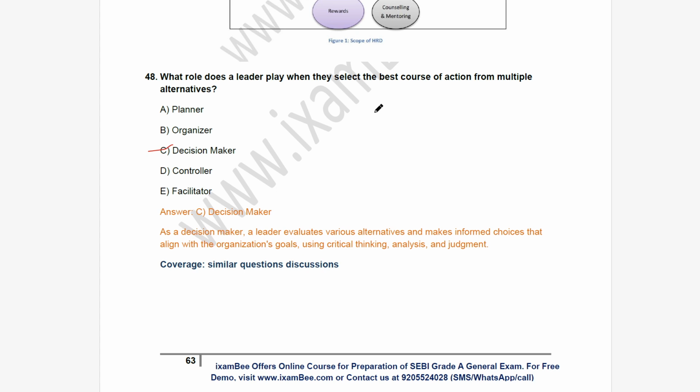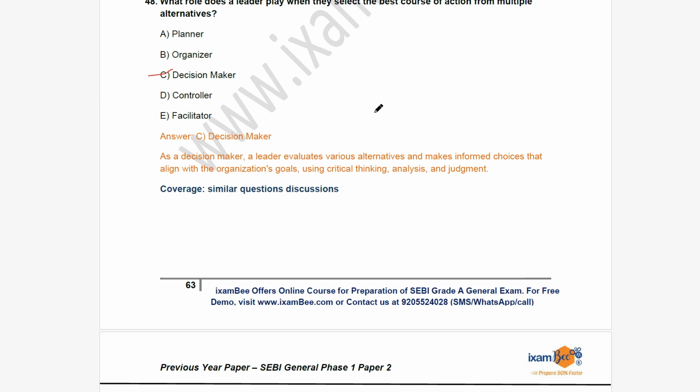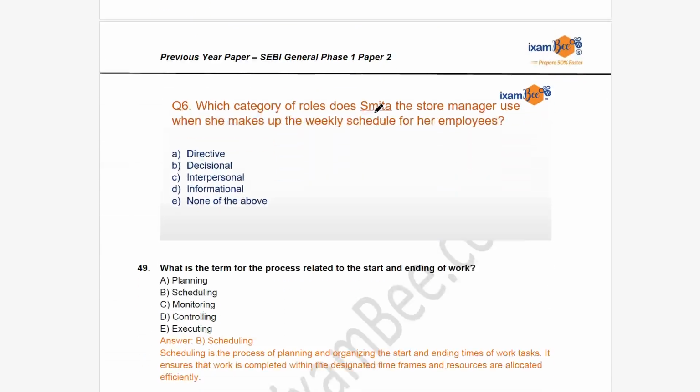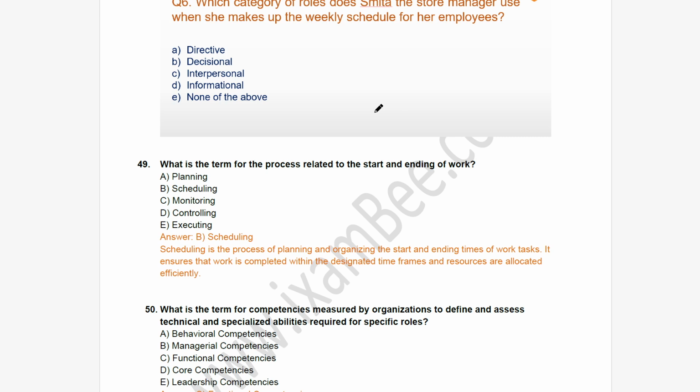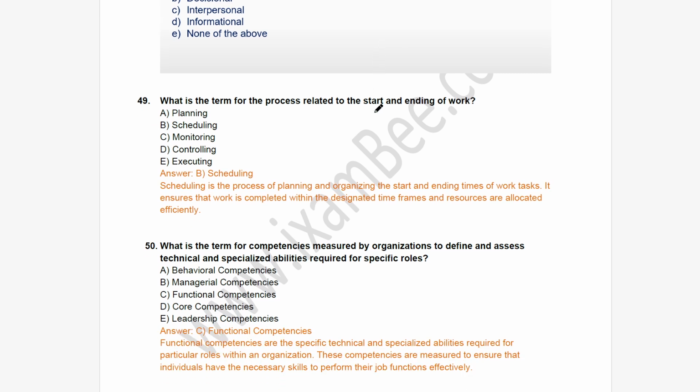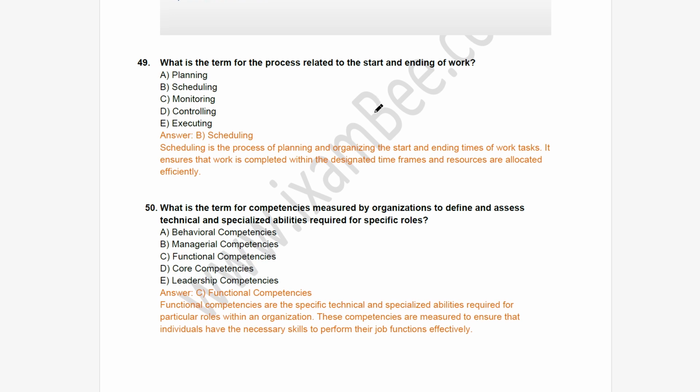Okay, so when they select the best course of action, that is taking a decision, and that is why it is a decision maker. Okay, so different terminologies, different types of roles, this kind of discussions we have done in various live sessions using different terminology apart from the Mintzberg's 10 management roles. Next question, what is the term of process related to starting and ending of a work? This is called scheduling. You schedule the entire starting and the end of the work. This was the correct answer.